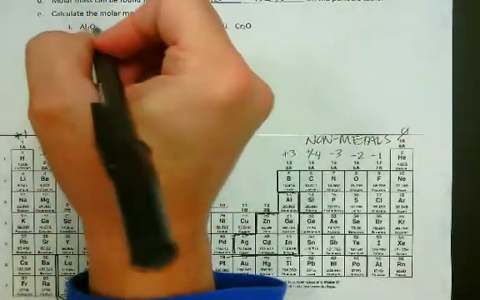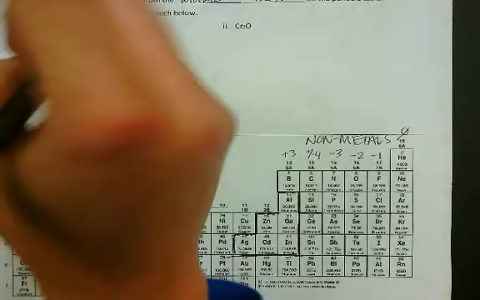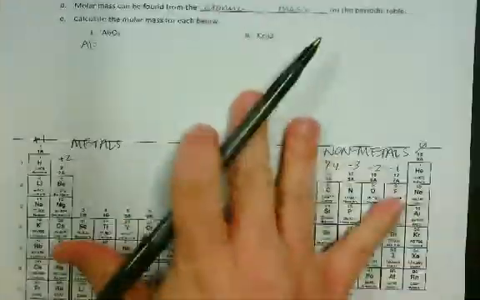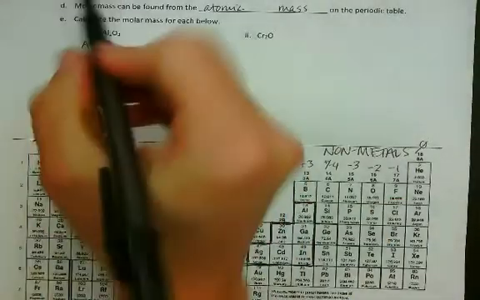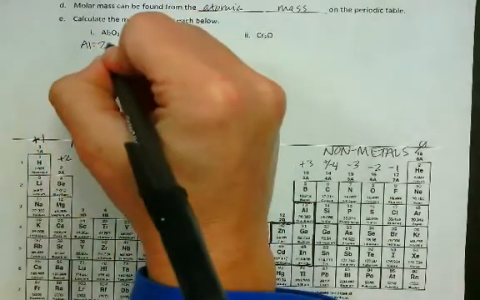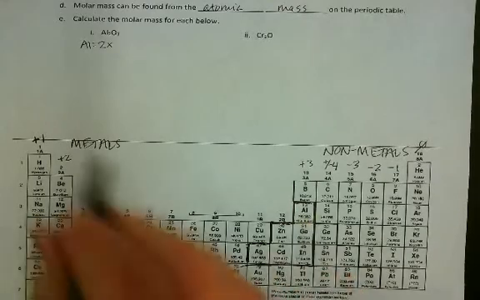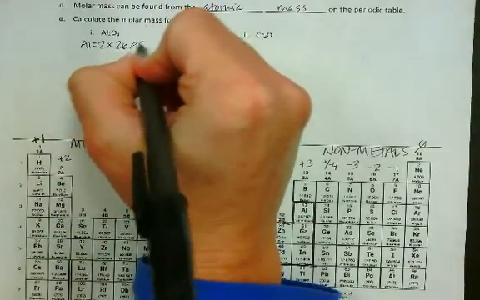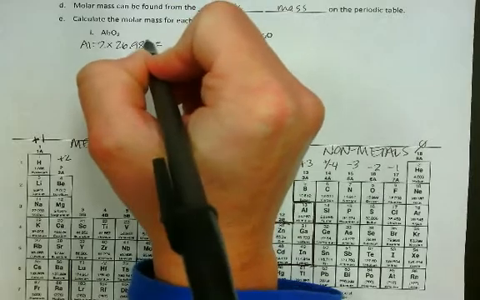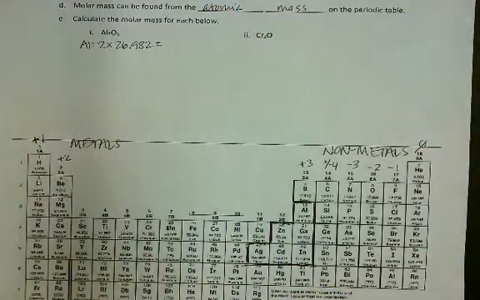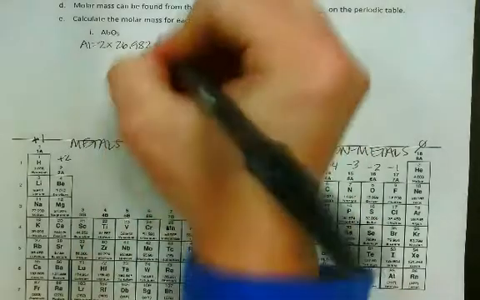So you have aluminum and oxygen, so aluminum oxide. So when we do this, we say, okay, first of all, how many aluminums do we have? It tells us we have 2 aluminum. So we say, okay, 2 times our value for aluminum, which is 26.982. Okay, and when we multiply that together, we get our value of 53.964.